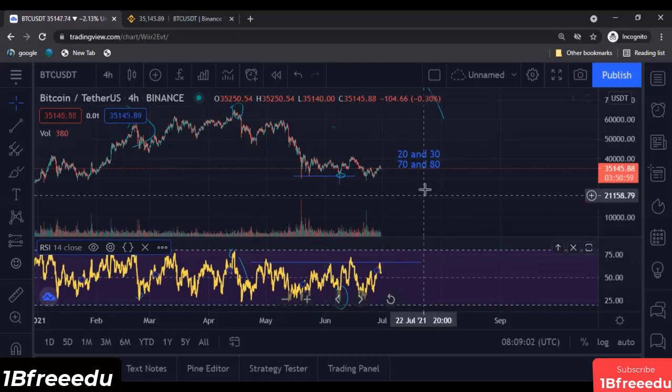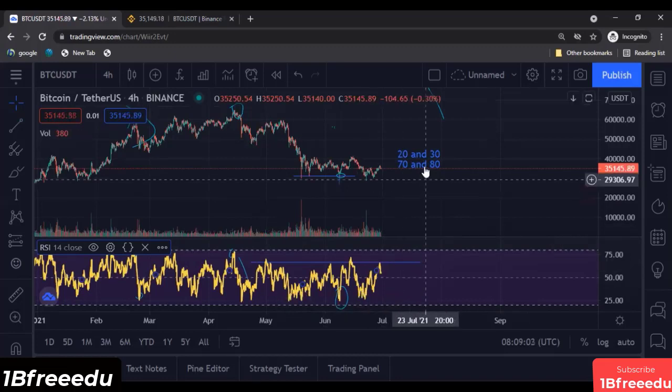But its basic and most vital use is these values between 20 and 30, which indicates that the asset, which is Bitcoin, has been oversold and it is the right time to buy this. And whenever the value is between 70 and 80, you would need to book your profit.